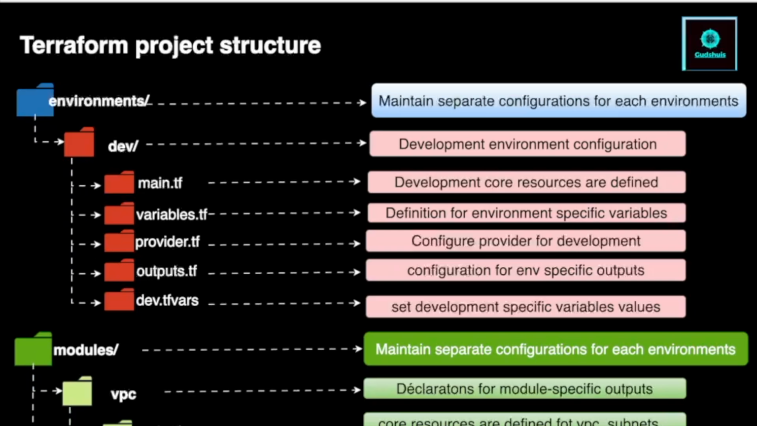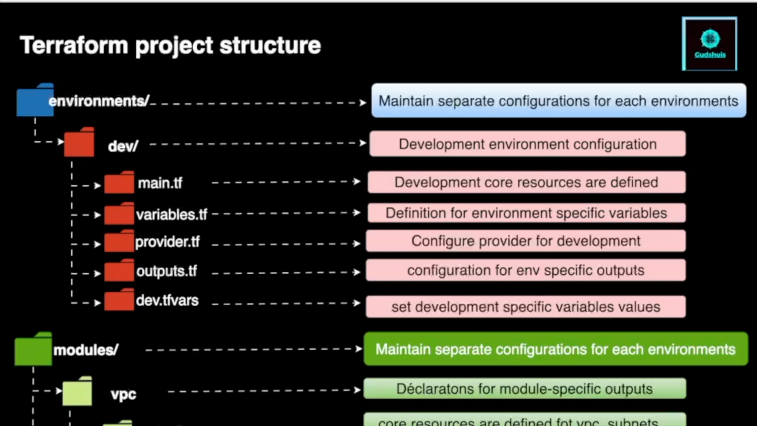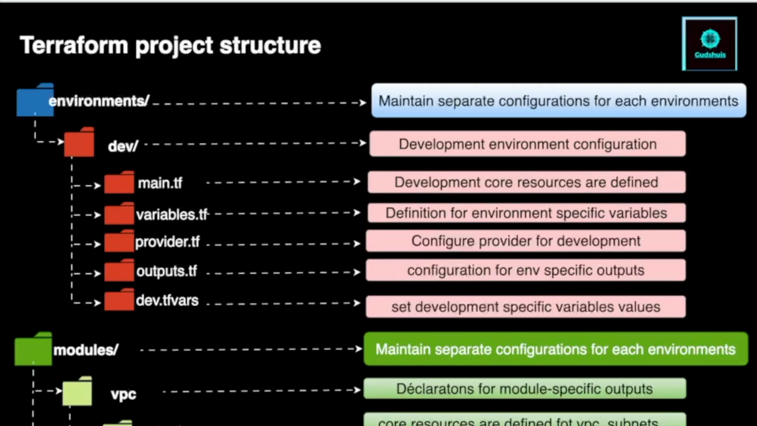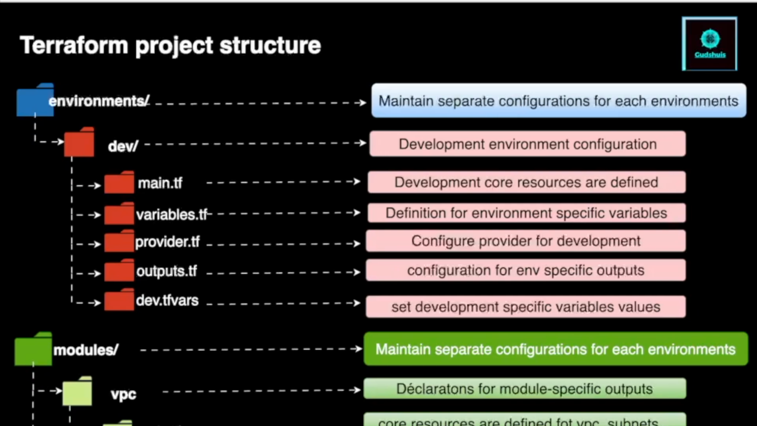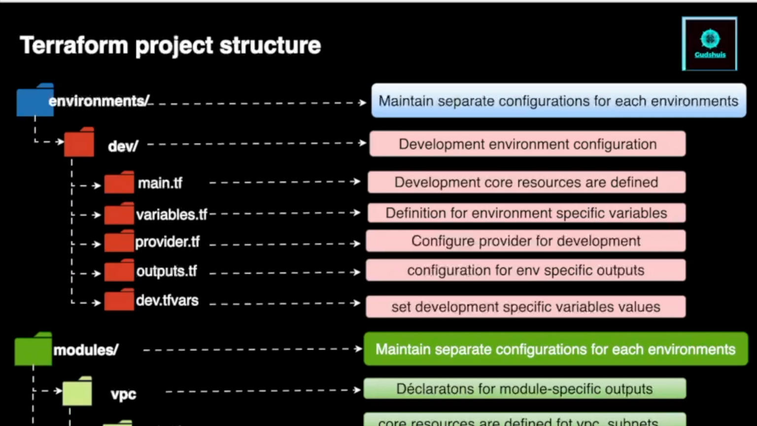The dev.tfvars file. Finally, the personalized touch. This file holds actual values for the variables specific to the dev environment. One smaller instance in dev, different tags, pop it in here. It's like ordering a skinny vanilla latte with almond milk, but for your infrastructure.